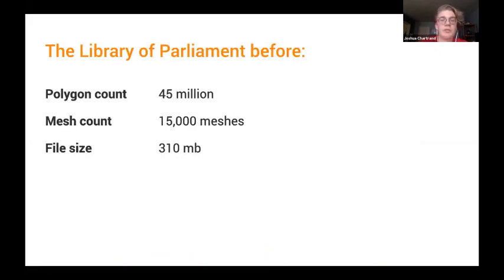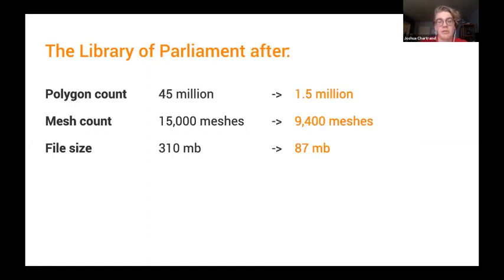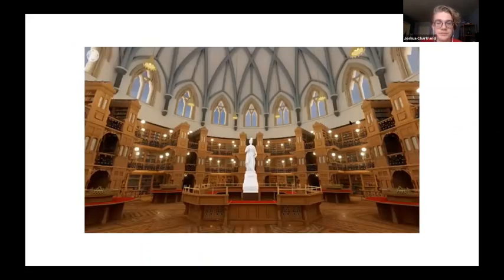So the Library of Parliament model before had about 45 million polygons. It's a lot for a VR experience. You really want to keep it around 1 million. So after using all these techniques, we were really able to reduce the room. And it ended up looking something like this.